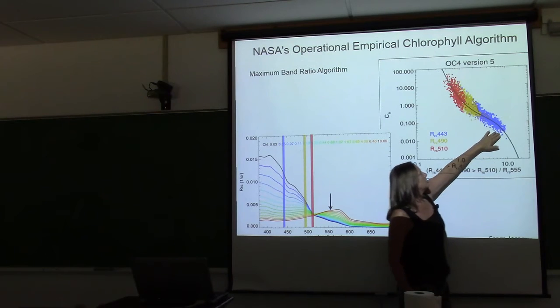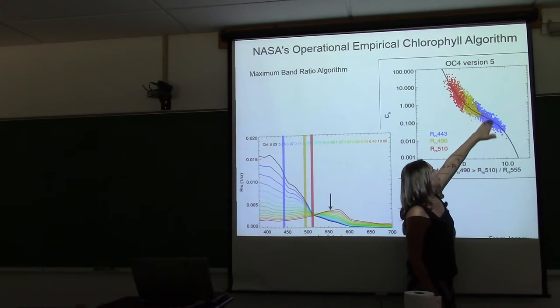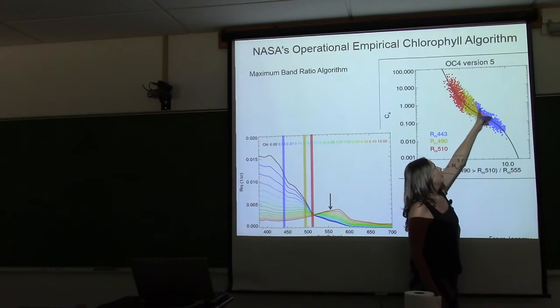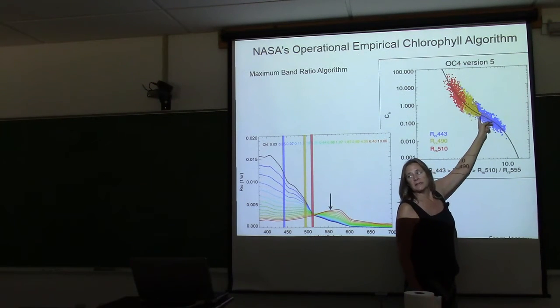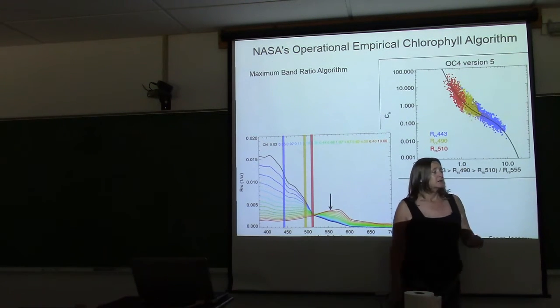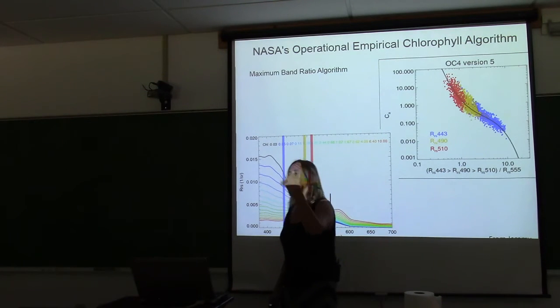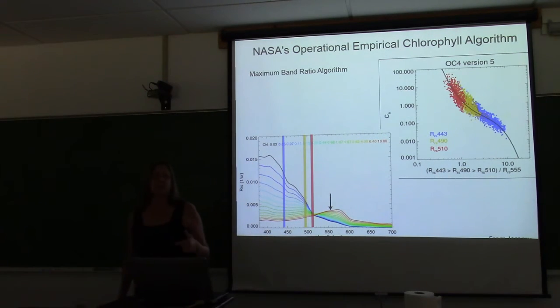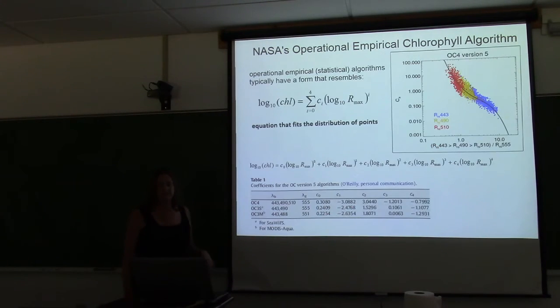So as you go to greener and greener waters, this is where you start seeing the switch from one band to another, and you see that there are points that overlay within here, so it's a continuous function, which is encouraging. You're not seeing any steps in the relationship, and that's what we look for when we're doing algorithms. So this is what gave rise to the chlorophyll algorithm.